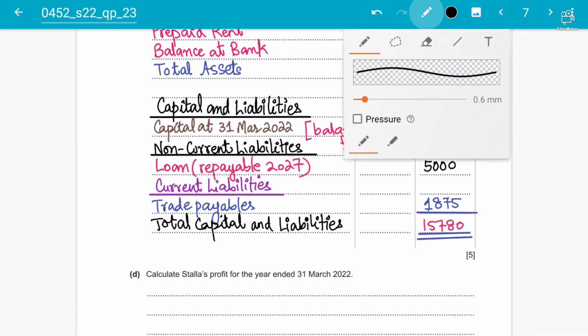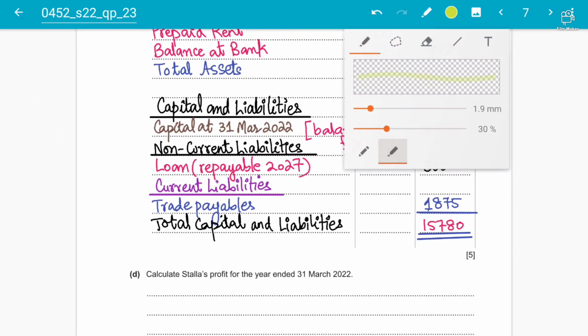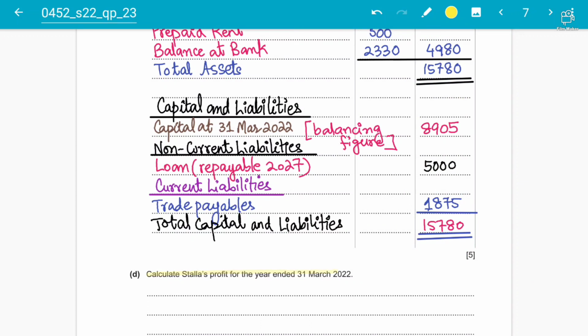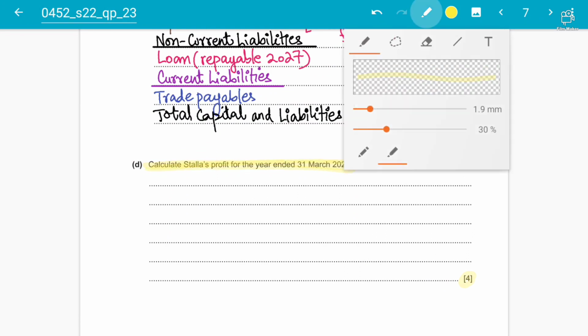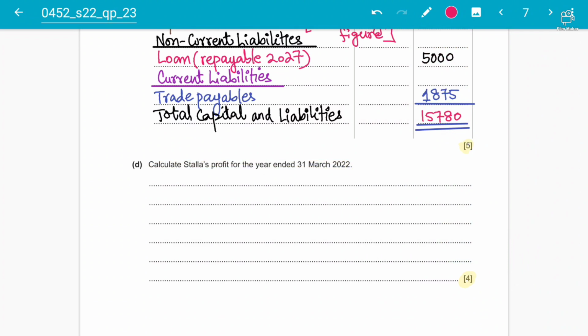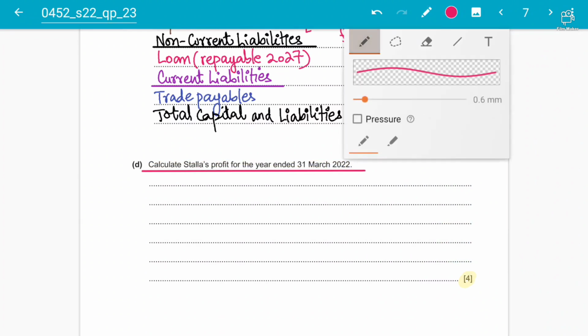Very simple. Next, in incomplete records, students need to understand, you might be asked to calculate the profit for the year. It is very important from every perspective as well. Again, for 4 marks, you have to calculate Stella's profit for the year. So here you will have to apply a formula. Students, everyone follow this formula very carefully. How do you get the profit for the year based on the information?